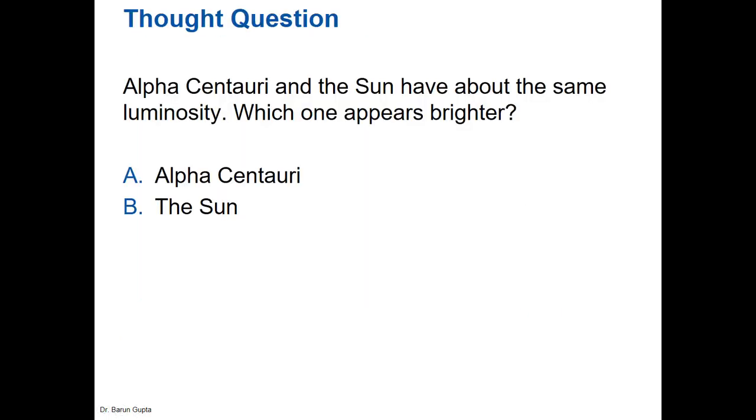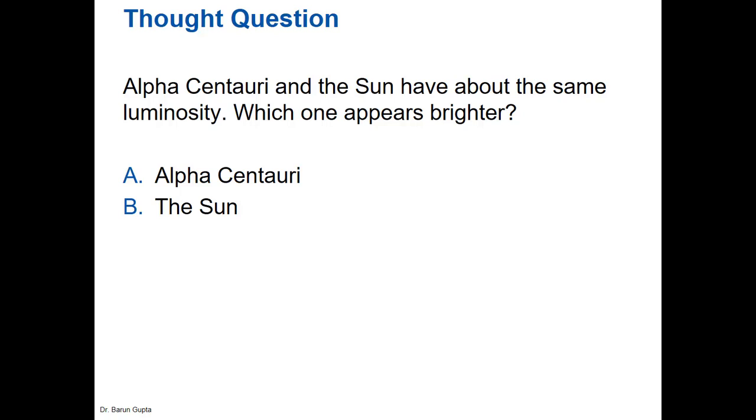So let me ask you a question. The Alpha Centauri and the Sun have about the same luminosity. That means they release the same amount of energy per second. For those who do not know what the Alpha Centauri is, it is the closest star system to our solar system, which is about 4.37 light years from the Sun.